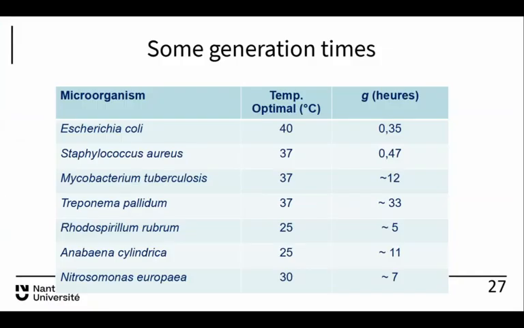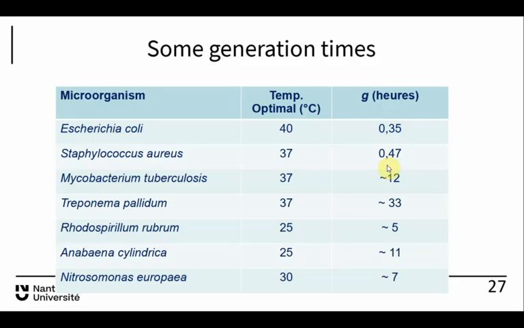Yeah, so here are some examples of generation times for different bacteria. The kind of things that grow pretty well in culture, like Escherichia coli, Staphylococcus aureus, will have generation times of less than 1 hour. So this is something like 20 minutes. This is something like 30 minutes. Under optimal growth conditions with optimal medium, they can grow that fast.